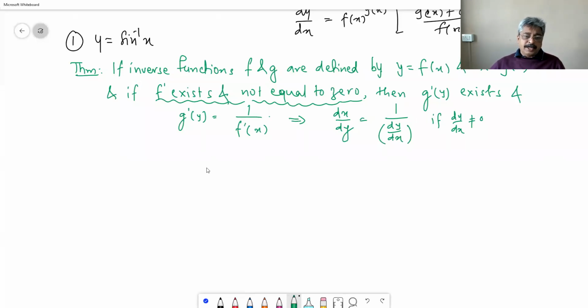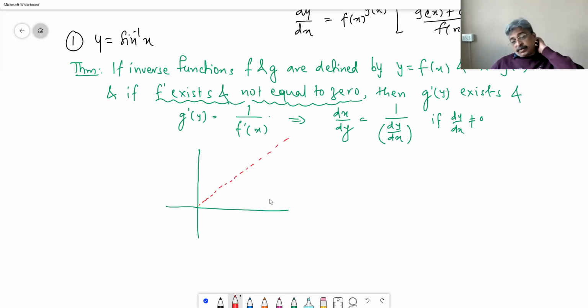Let us look at the geometric interpretation of this first, and check whether it is correct to say so. Now, the inverse function is always a reflection in y is equal to x. Suppose we have a given curve like this, y is equal to f of x, something like this. Then if we observe the tangents, say at this point the tangent has a very high positive slope.